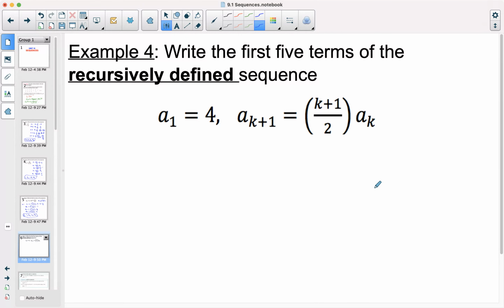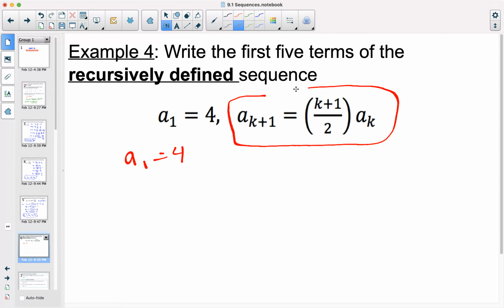All right, so this is now a little bit different. This is talking about writing the first 5 terms of a recursively defined sequence. This can be a little more difficult. So they give us the first term is 4. Every other term is based on this recursive formula.